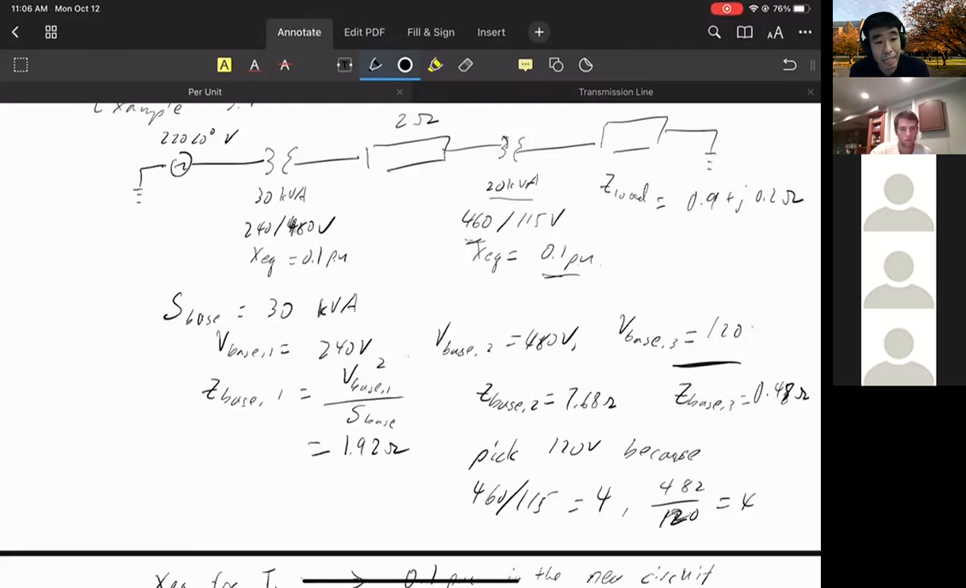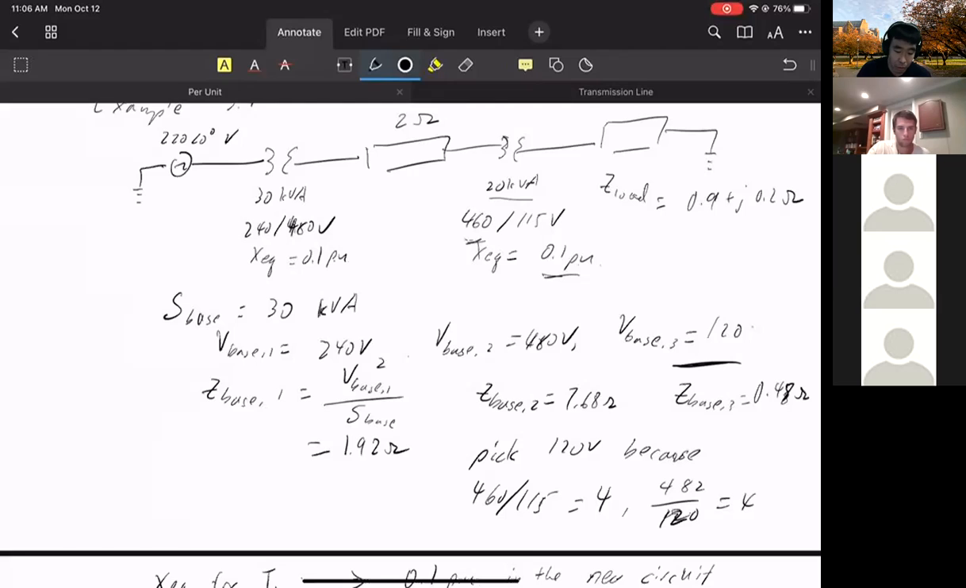So if we wanted to do the problem at 460, then we need to look at the base voltage for zone 1. We need to change the base voltage for zone 1. So then 115 should be the base voltage for zone 1. We could have done it that way if we wanted to. That's a consistency. I think this is a good point.